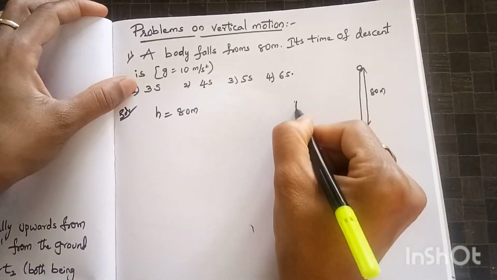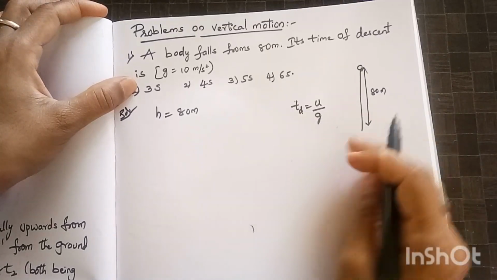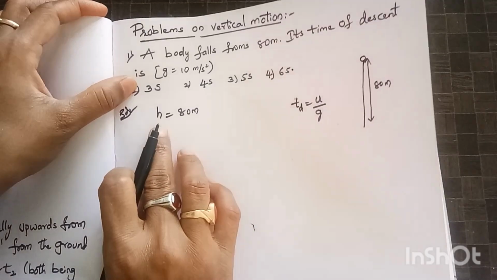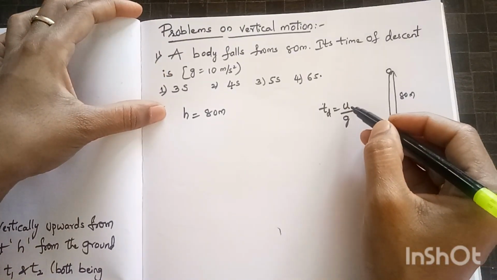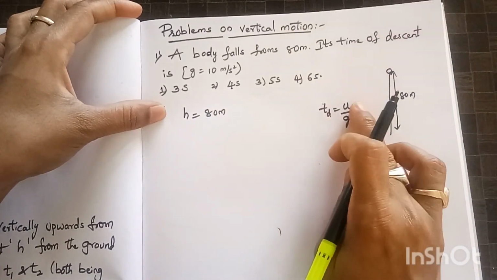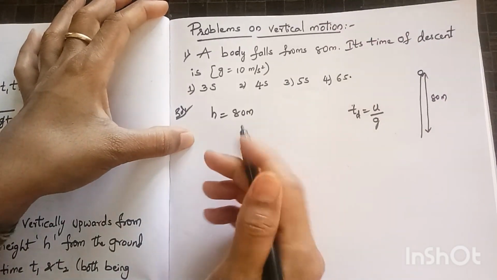So what is the formula for time of descent? u by g. But we don't know the value of u. They have given the value of h. So how can we solve this problem? If they have given the u value, you can calculate the time of descent directly as td equals u by g. But they have given h, height.